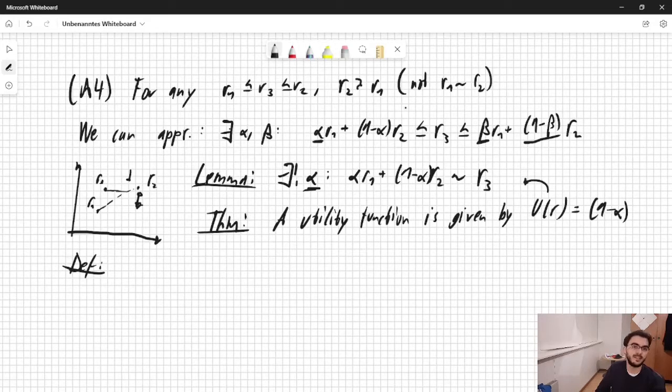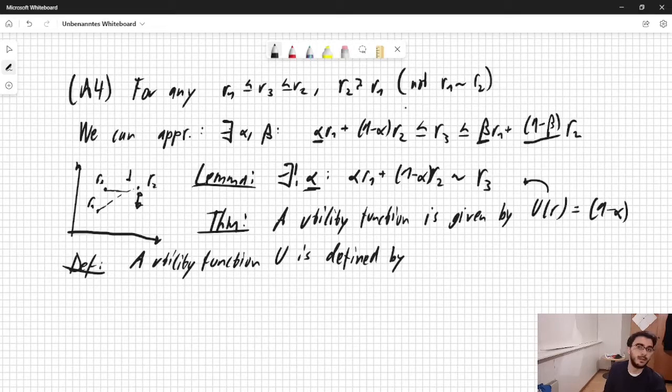What is a utility function? It's the opposite of the loss function. It's defined by, let's not call them R1 or R2, let's say R3 and R4. U of R3 smaller or equal to U of R4 if and only if we prefer R4 over R3.